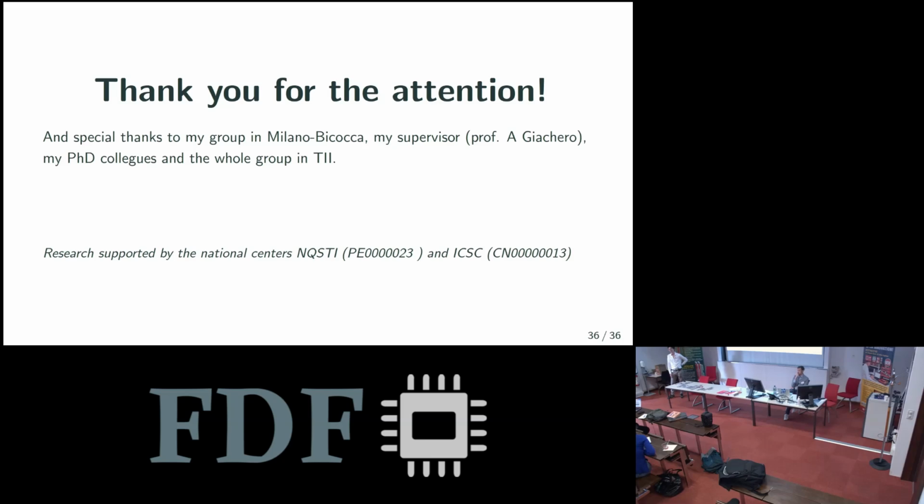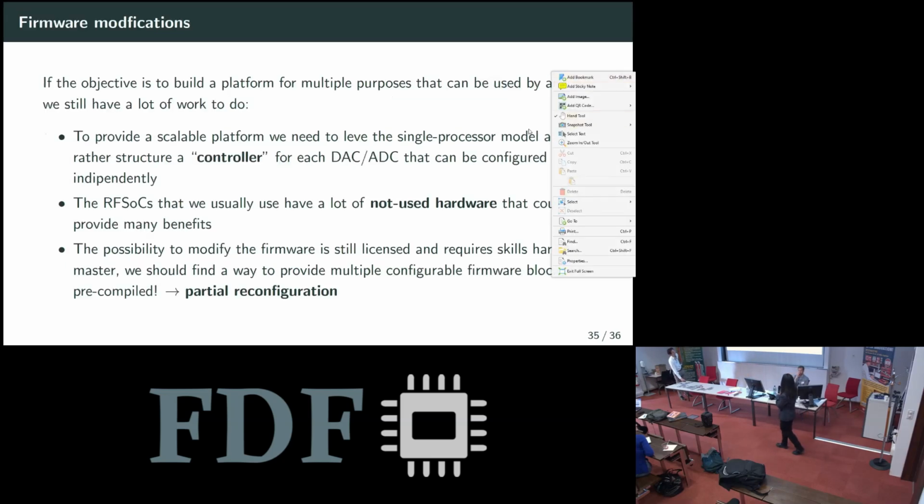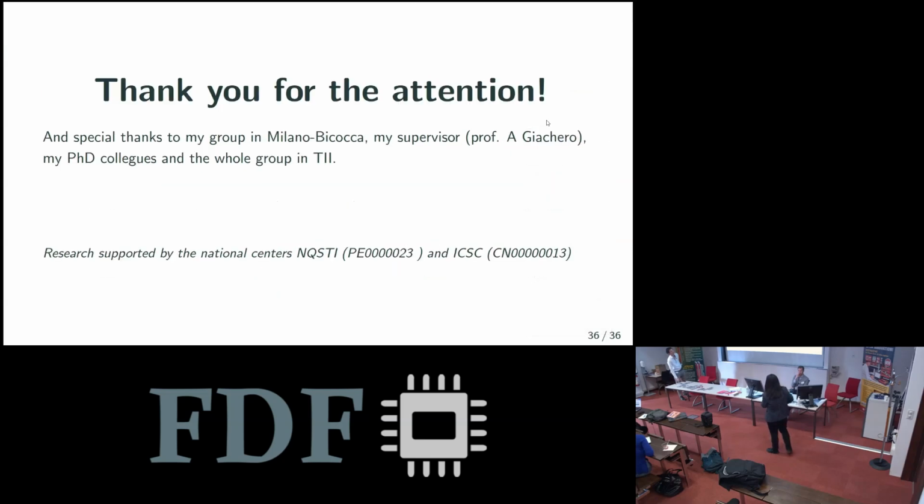More questions? Well, I have another one actually, regarding quantum computing in general. You showed a very nice plot with a bunch of different applications, right? And I was wondering, what do you think is the most promising one?